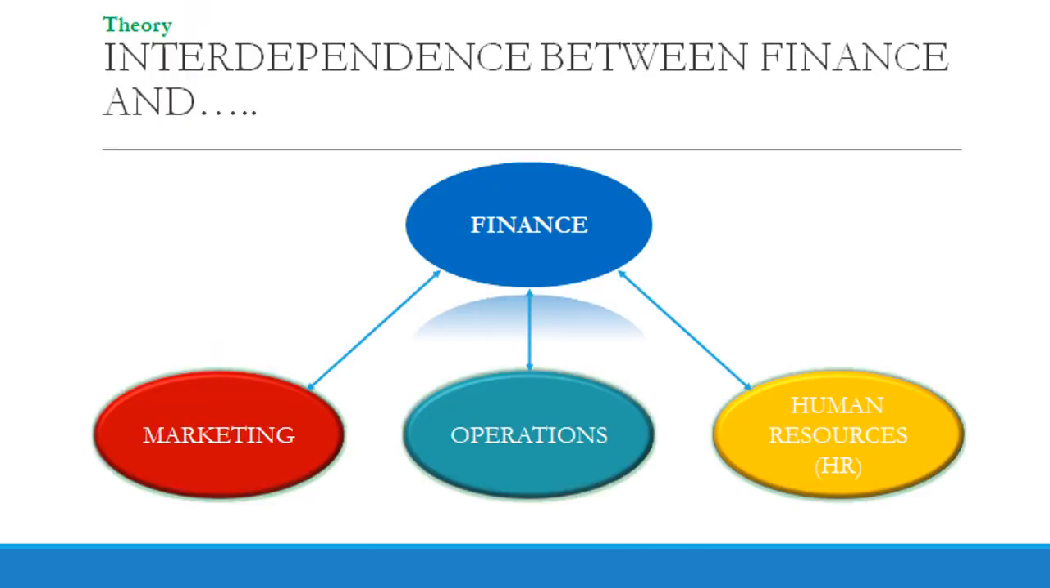Okay, this is the section that I think a lot of you struggle with, and when I look at the past HSC results, this is a question that's not done very well. Now, when we're looking at the interdependence between finance and the other key business functions, how does finance and marketing rely on each other? How does finance and operations rely on each other? And then how does finance and HR rely on each other? And over the next couple of slides, we'll look at that.